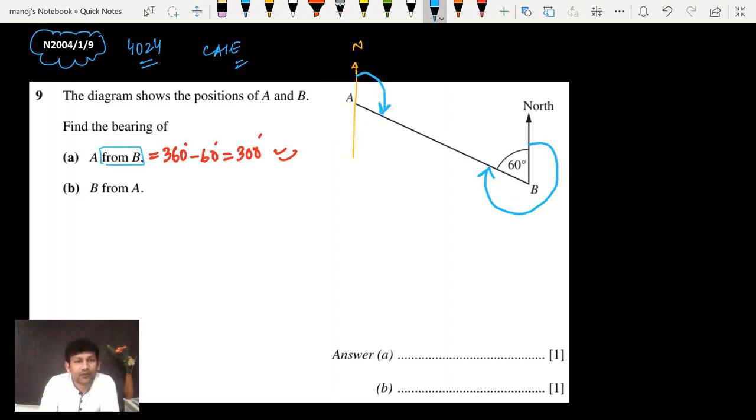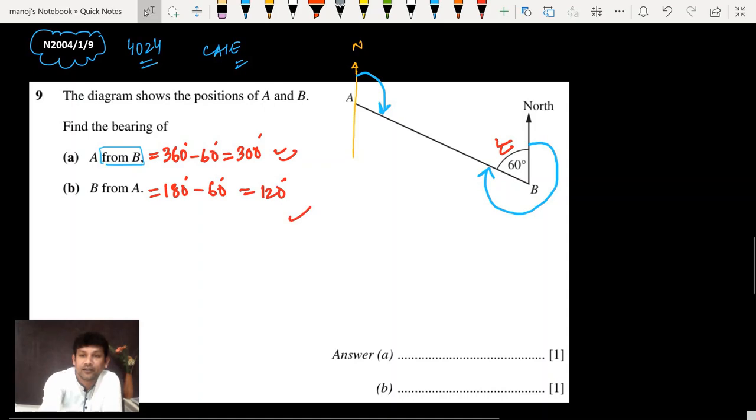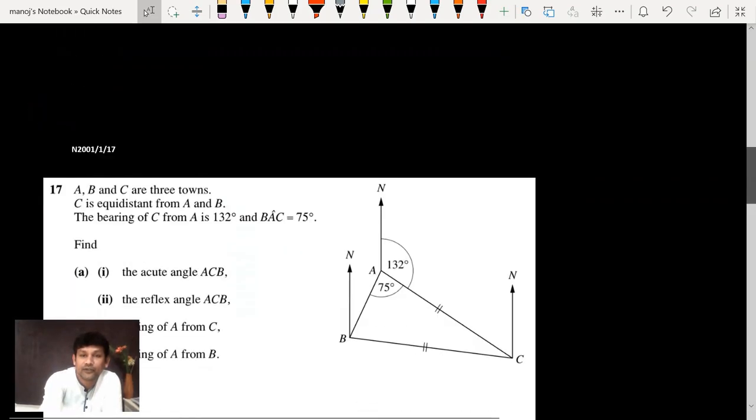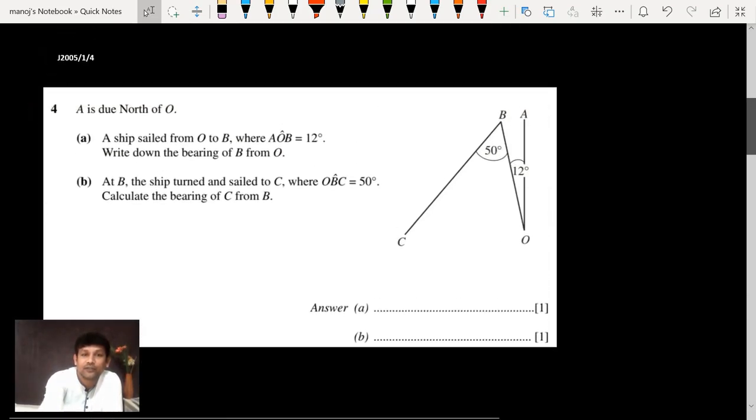I want this part only, and I told you it's very simple. A very good property we can use here: the sum of these two angles is 180. So if this is 60 degrees here, this will be 180 minus 60. If you want to show the working, you can do that, and this comes to 120 degrees, and that's what we have done. Okay, and this was the easiest question.